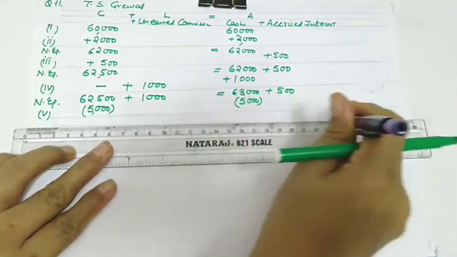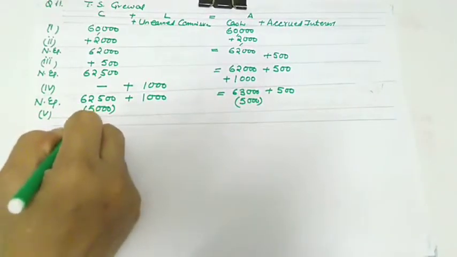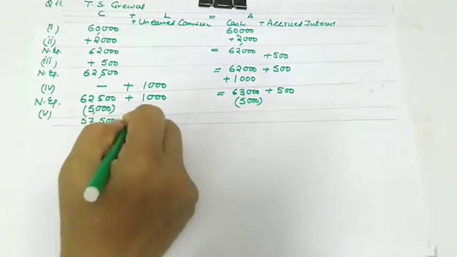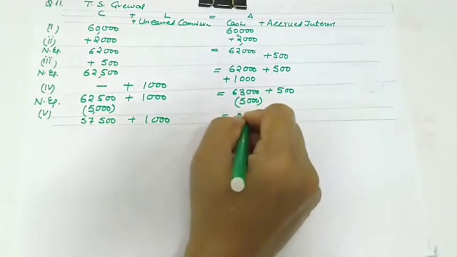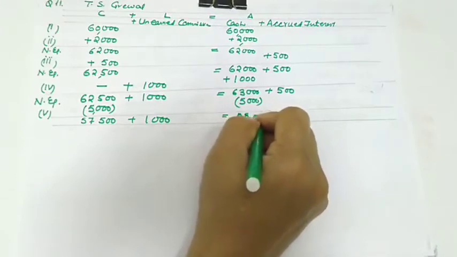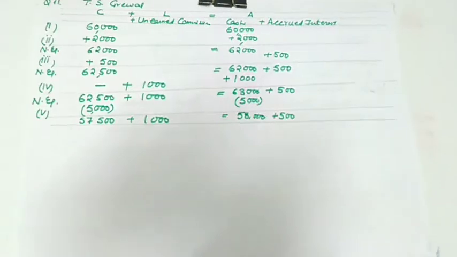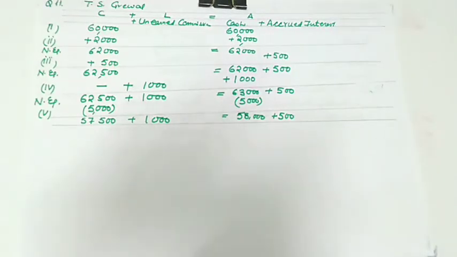Because this is our last transaction, that's why I'm putting this line here. So it will be 57,500 plus 1,000 is equal to 58,000 plus 500. Now check whether the total is equal or not. Yes, it is equal. 58,500 and 58,500.